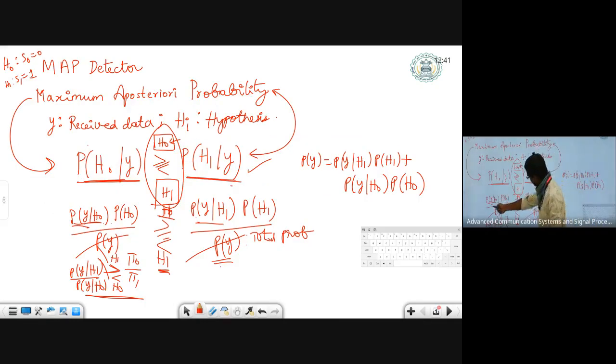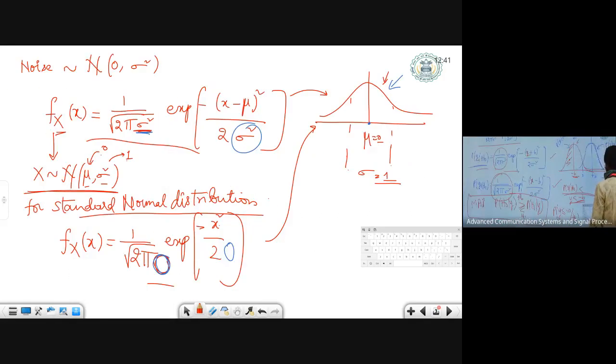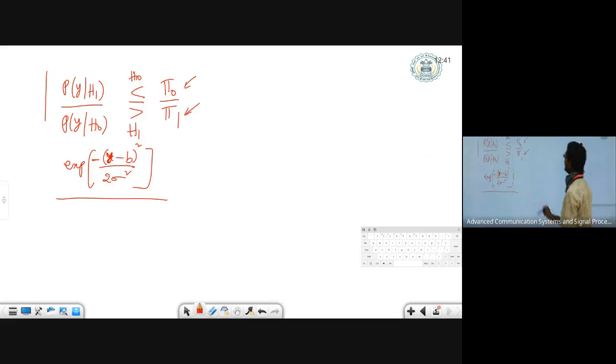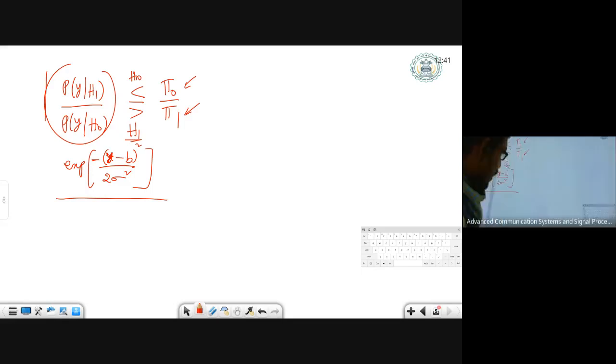When I bring this term to this side, we'll be getting p of y given h1 divided by p of y given h0. If this term is greater, I should take the direction towards h1, and if this term is smaller, I should take the direction towards h0. Because I had something in my mind, that's the reason. So when this term is greater, I should take the direction towards h1. This is right actually. Yashwant, now your doubt is clarified? Yes, sir. Okay, fine.